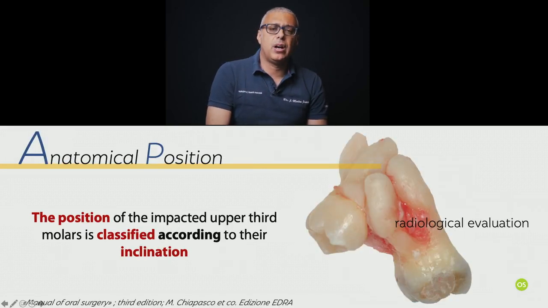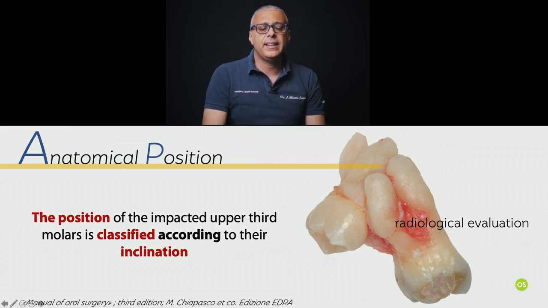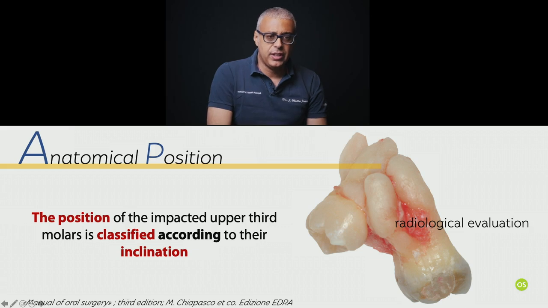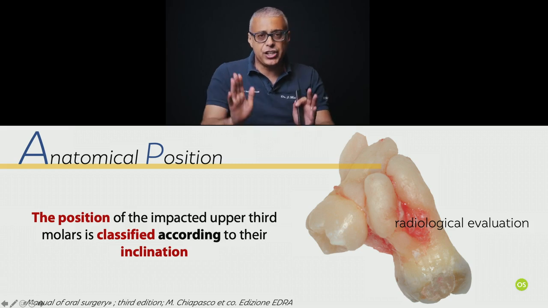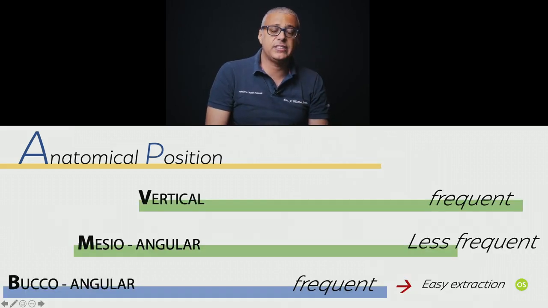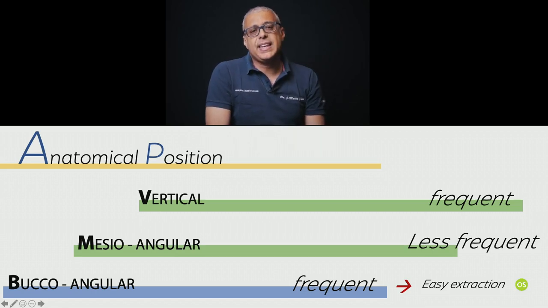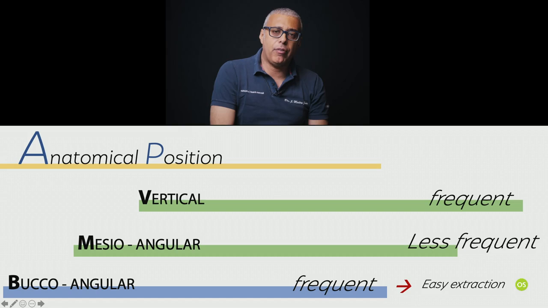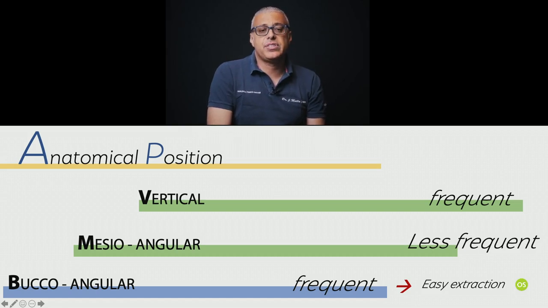When we're talking about upper wisdom teeth, we can describe them by their anatomical position. So the position and the classification is according to the inclination of the tooth, and this is obviously a radiological evaluation. The anatomical position may be a vertical tooth versus a mesioangular tooth or a bucco-vestibular angulated tooth.